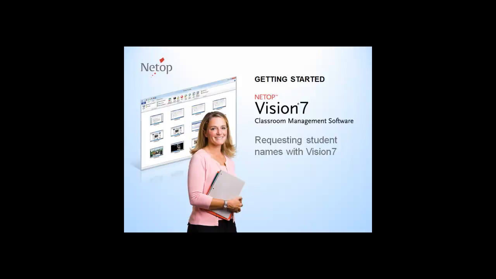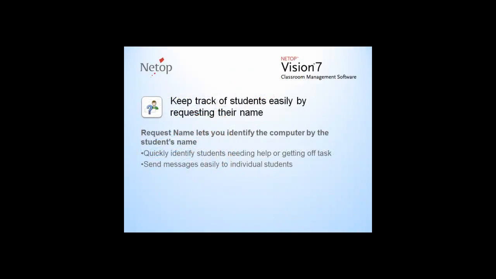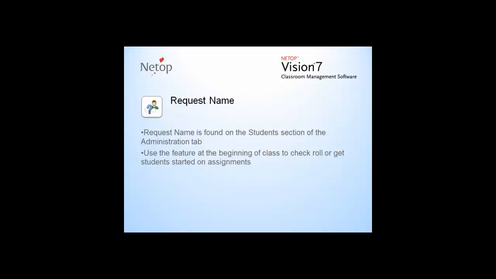One of the first things you'll do at the beginning of each class is to relabel the computers with student names. Request Name lets you identify the computers by the student's name. You can quickly identify students needing help or getting off task, and you can send messages directly to individual students. Request Name is found in the Student section of the Administration tab. Use the feature at the beginning of class to check roll or to get students started on assignments.